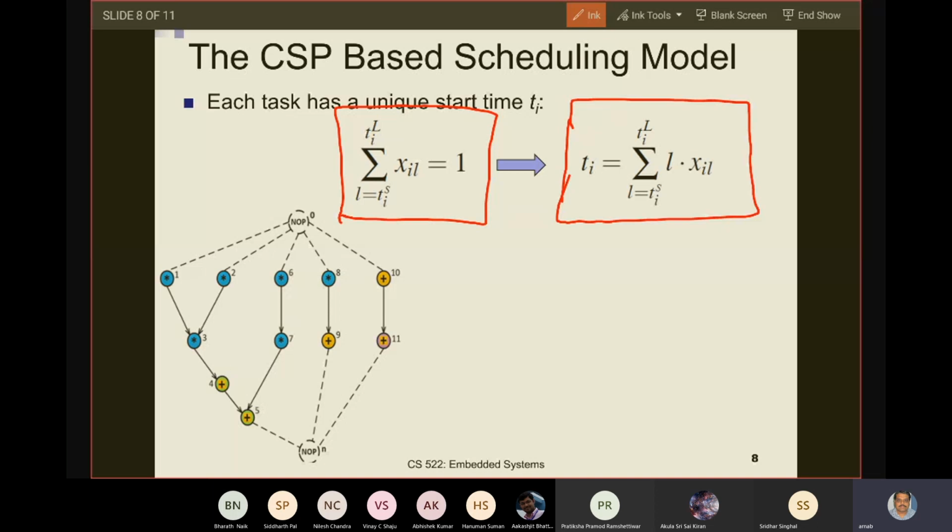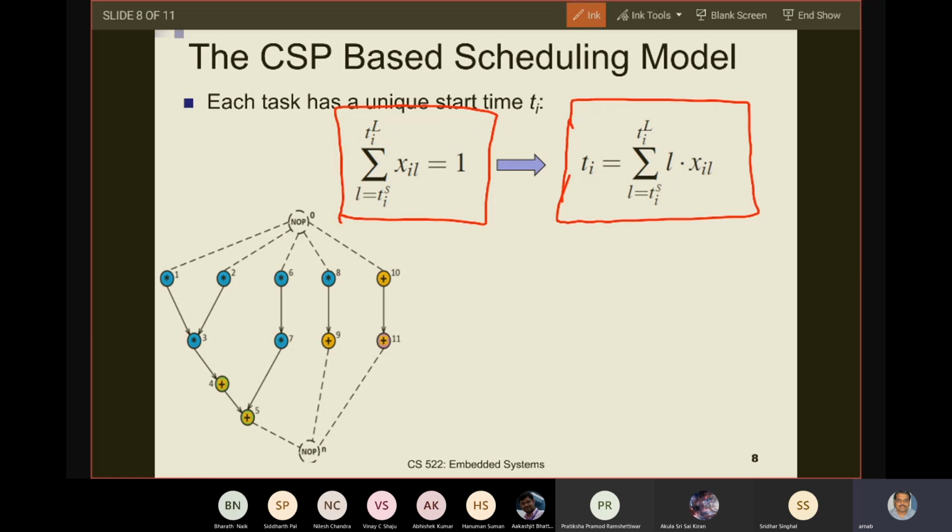So what are the possible time steps at which the ith task can start? x_iL, where L goes from TS_i to TL_i. These are all the possible times. So if TS_i is 2 and TL_i is 6, then x_iL will be x_i2, x_i3, x_i4, x_i5, x_i6. These are the time steps. That means 2, 3, 4, 5, 6. These are the possible time steps at which the ith task can be scheduled.